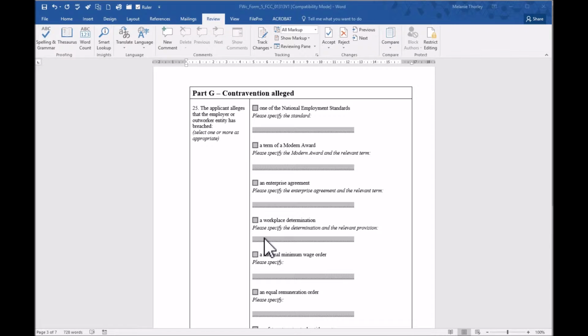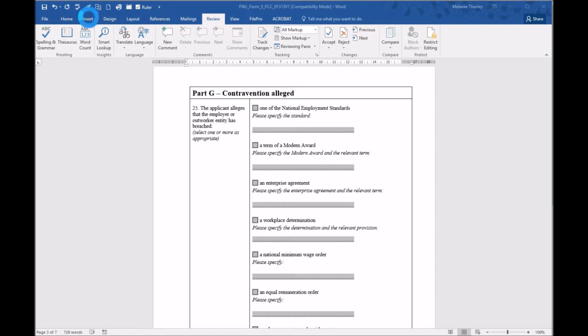And then you would talk about the provision in the Fair Work Act. For example, if you were unfairly dismissed, then you would say something along the lines of Part 3-2, unfair dismissal, from the Fair Work Act, or if it was a general protection, then you would say Part 3-1, the general protection provisions of the Fair Work Act.